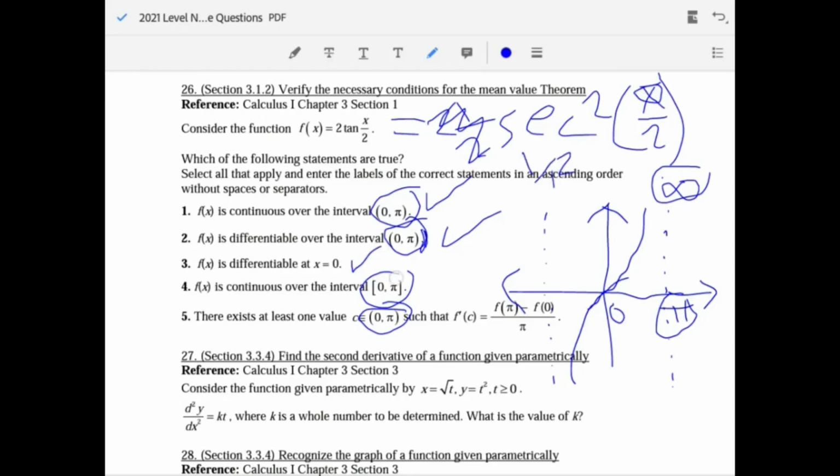And then here, this is where they include the bracket. So is it continuous over the interval with pi included? No. And does there exist at least one value such that the secant between this and this is equal to that? No, that doesn't exist, because it's not continuous on the closed interval, and it extends to infinity, so there is no such point.